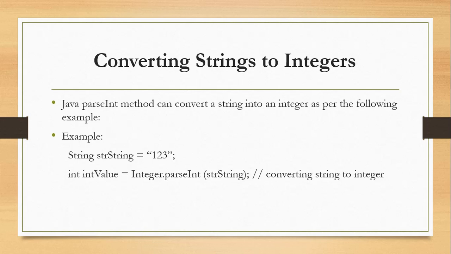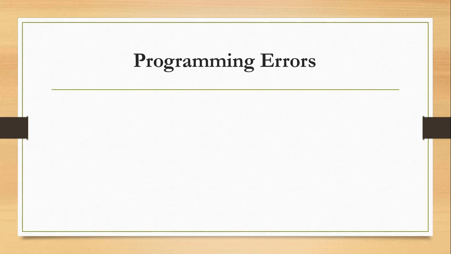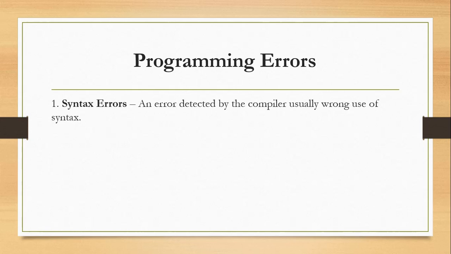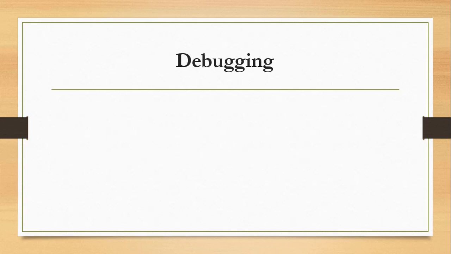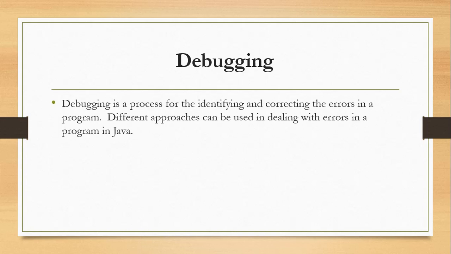Programming errors can be classified into syntax error, runtime error, and logic error. A syntax error is an error detected by the compiler, usually caused by wrong use of syntax. A runtime error is a type of error that causes the program to abort. A logic error produces different results from the intended output. To fix these errors, the term debugging is used. Debugging is the process of identifying and correcting errors in the program.